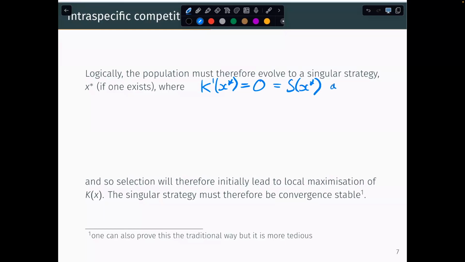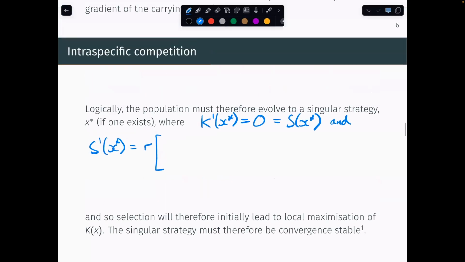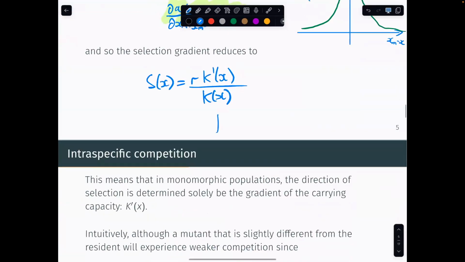Okay, so what we can do is think a little bit about what happens if we take the derivative of our selection gradient with respect to X. It's just a function of X, it's not a function of X and XM, remember, this is just a one-dimensional function now. We take the derivative of our selection gradient with respect to X and then evaluate it at X star. So again, we need to apply the chain rule. We're going to have an R out the front. And all we're doing is taking the derivative of this here.